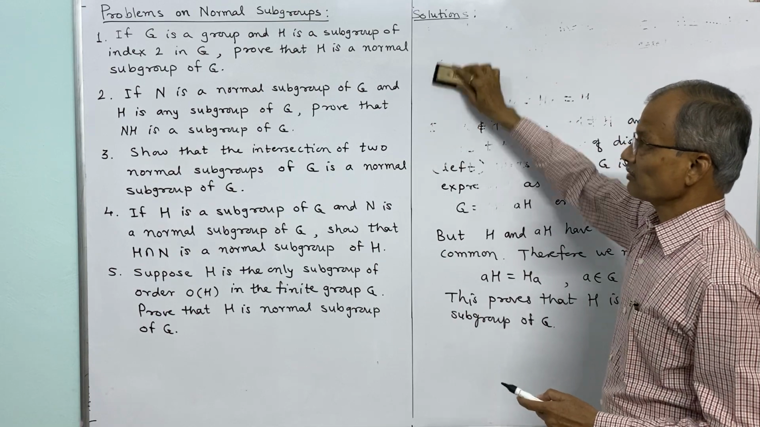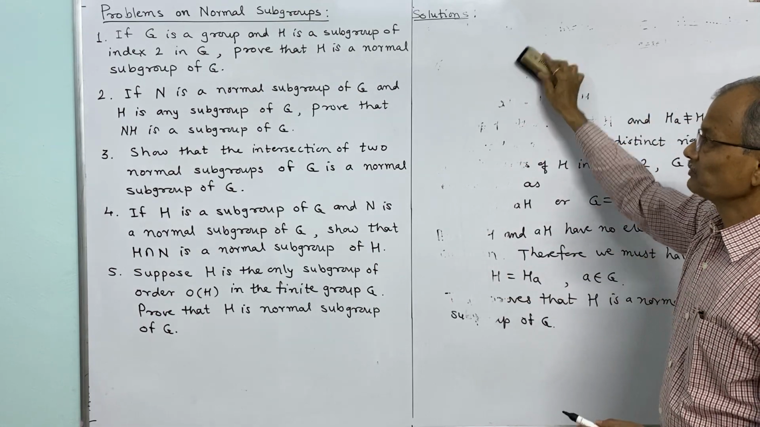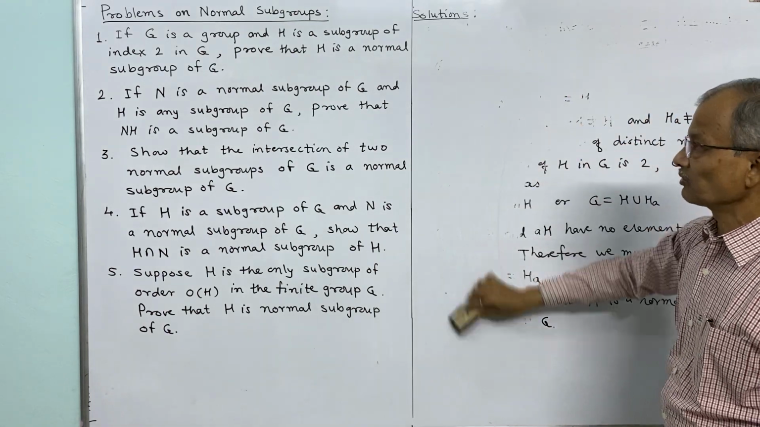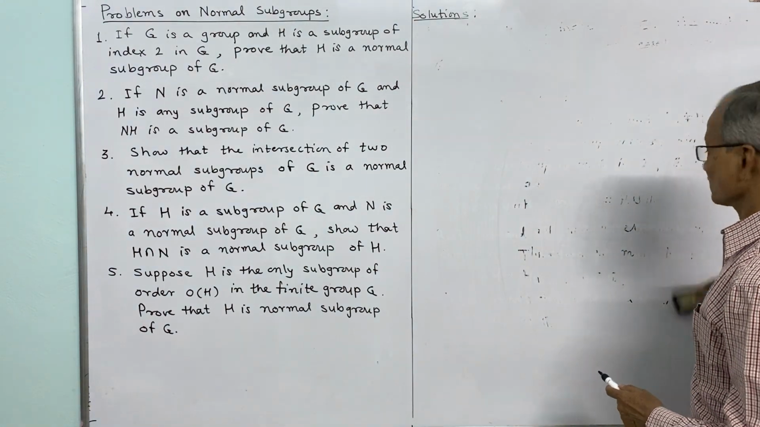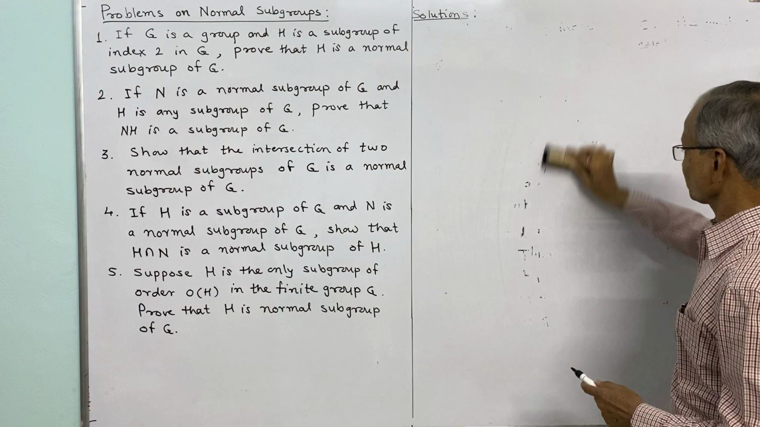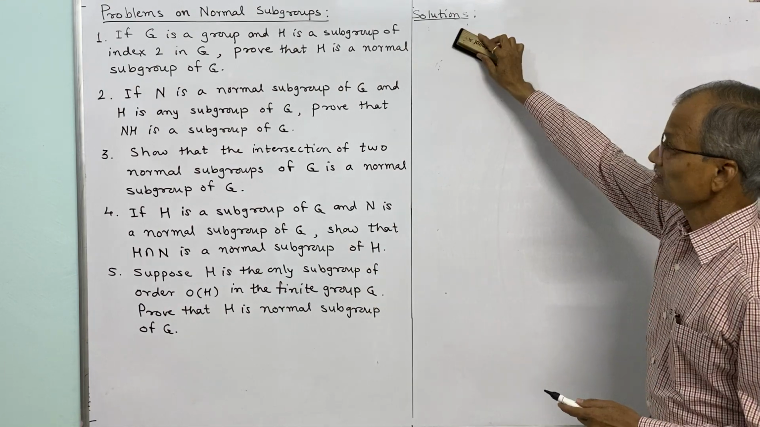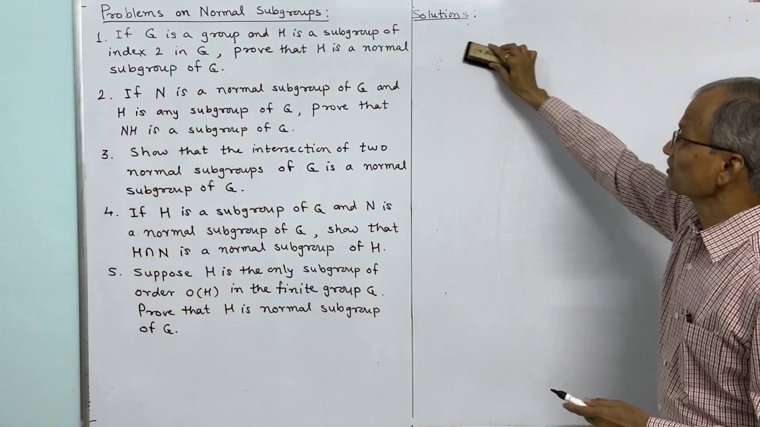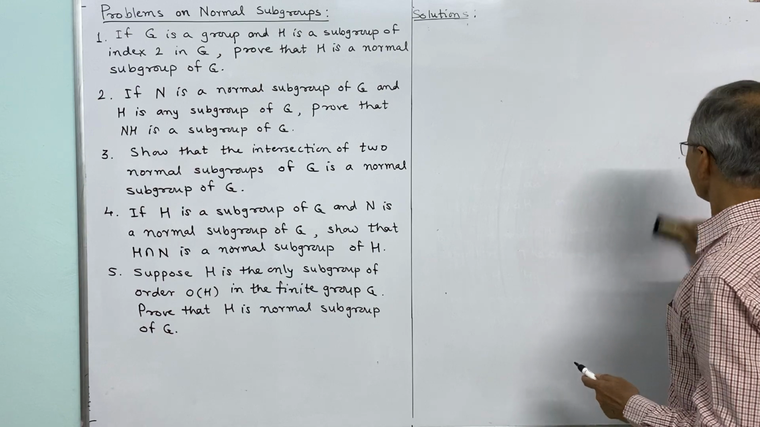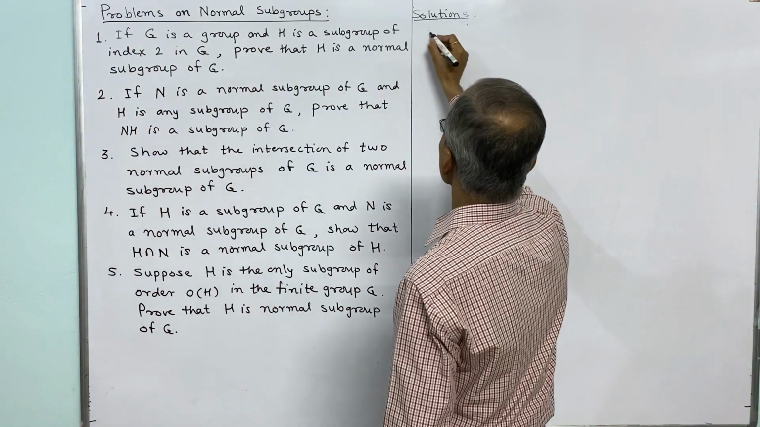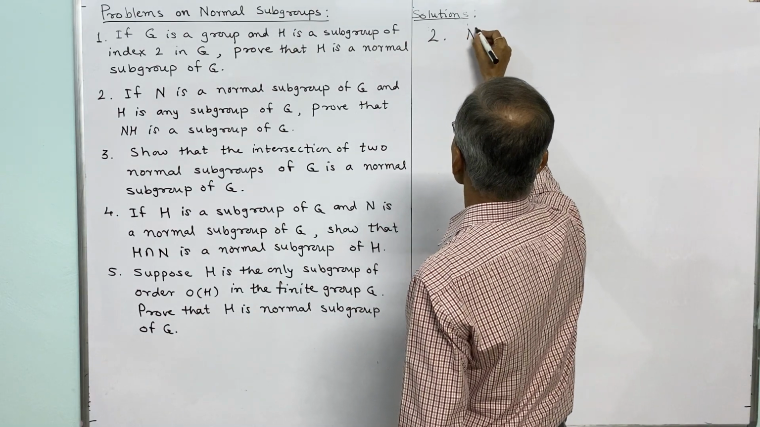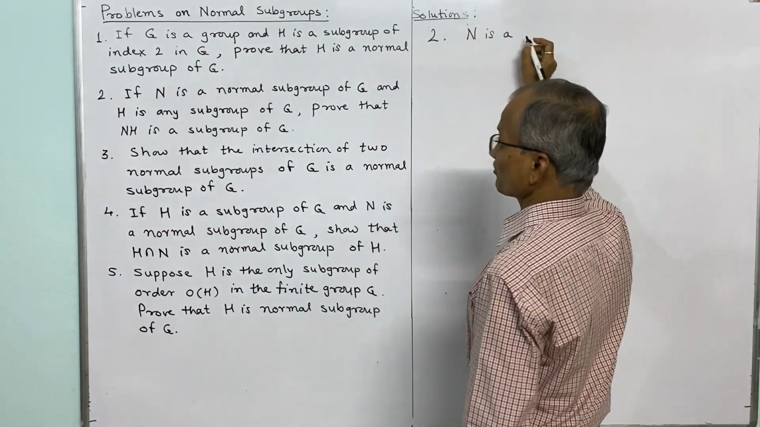If N is normal subgroup of G and H is any subgroup of G, prove that NH is subgroup of G. So it is given N is normal subgroup of G. We consider that first. N is a normal subgroup.